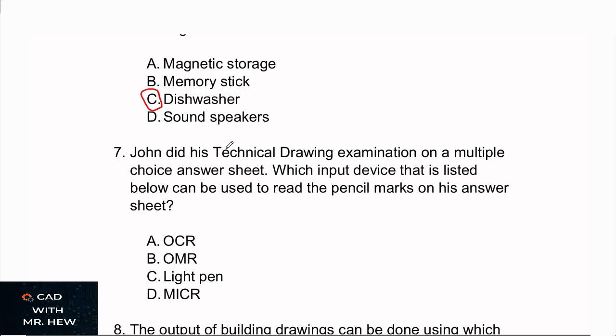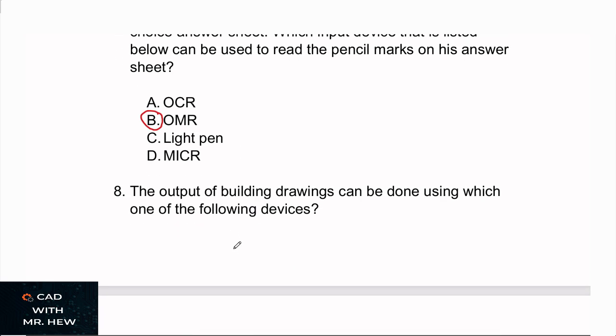John did his technical drawing examination on a multiple choice answer sheet. Which input device that is listed below can be used to read the pencil marks on his answer sheet? A, we have OCR. B, we have OMR. C, we have light pen. D, we have MICR. The correct answer is OMR. All right. 8.